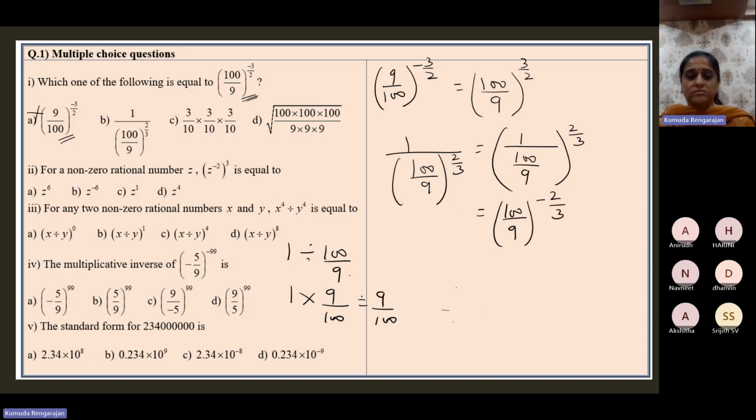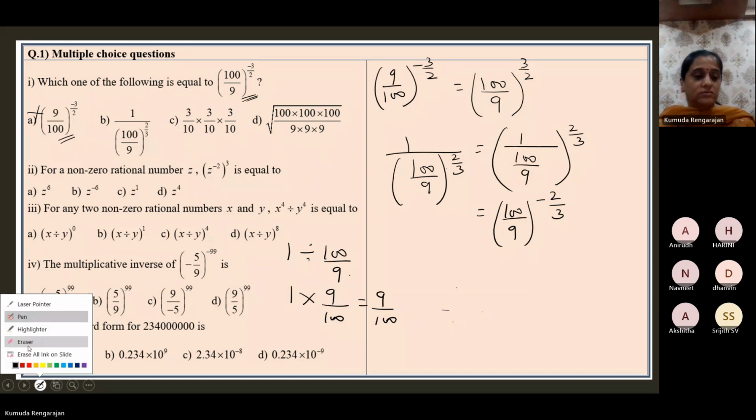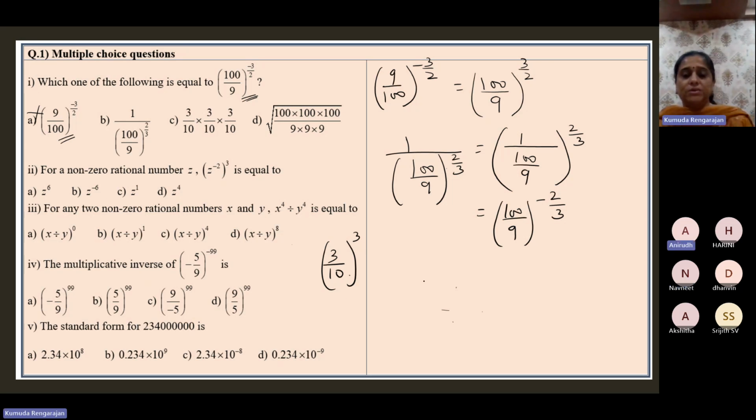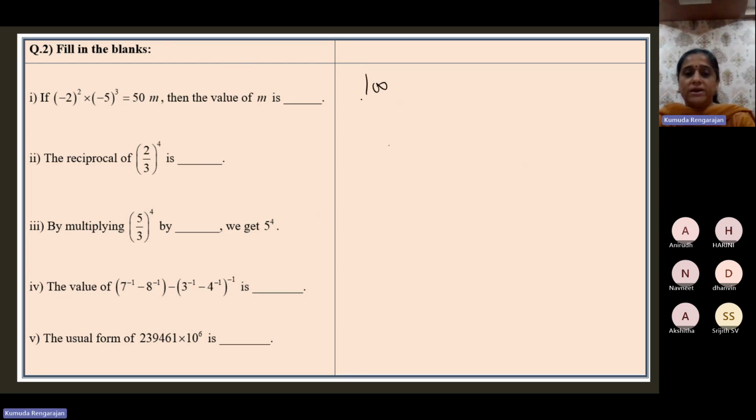Then the next one. What is the next one? 3 by 10, the whole power 3, right? Yes, ma'am. We'll simplify the given question. So it is 100 by 9, the whole power minus 3 by 2. I'll just take the next slide.